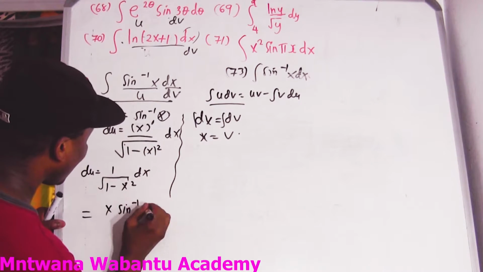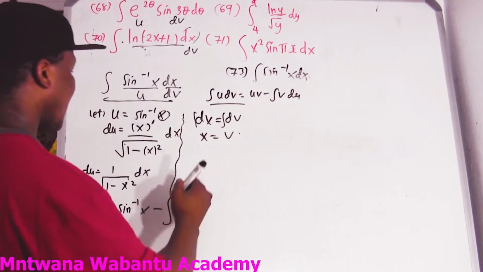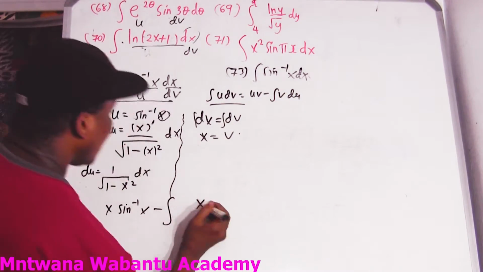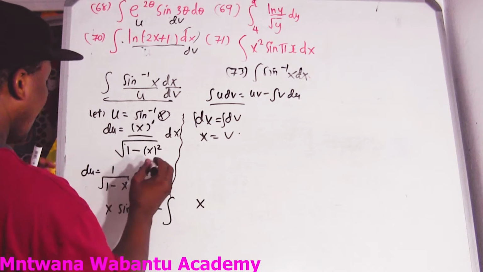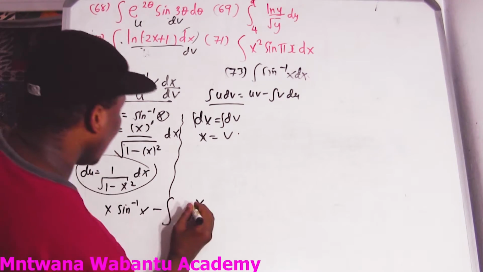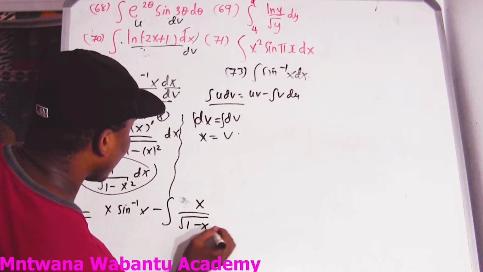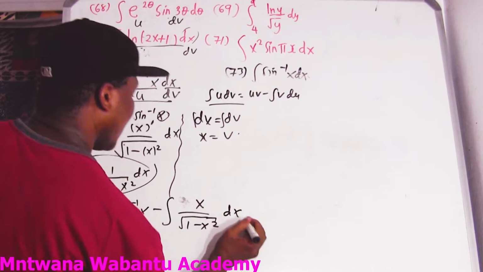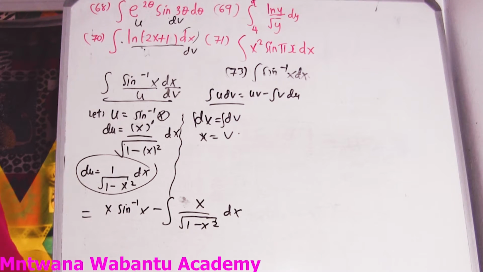So we have x sine inverse of x minus the integral of v du. What is v? v equals x. And then du is 1 times x, so it's just x, over the square root of 1 minus x squared, dx. This is a substitution right here, so let's do substitution.